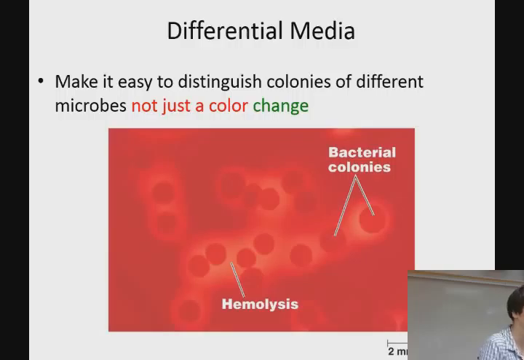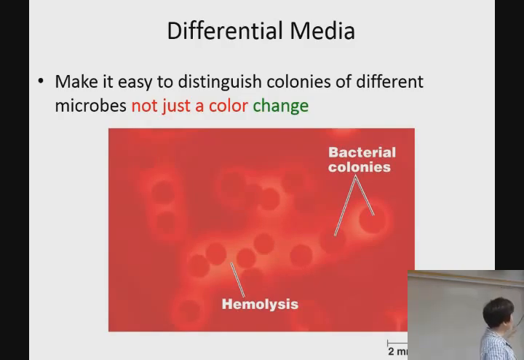Is it the solid one or the broth, or could be both? Could be both. So today we're going to talk only about solid examples, and that's the most common. But you certainly could imagine a broth where, if the organism can do this, the broth turns that color. If it can't, the broth turns a different color.